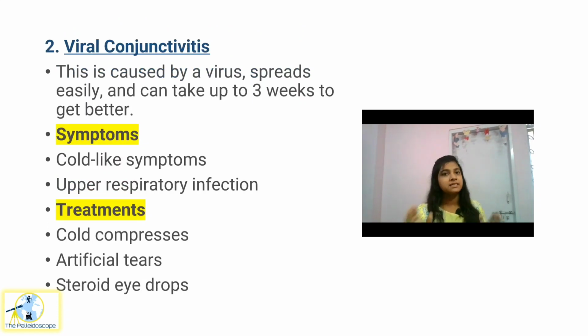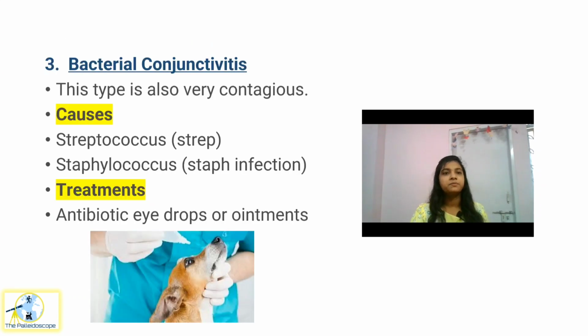Viral conjunctivitis can spread because it is caused by a virus, an infectious agent. It spreads very easily and can take up to 3 weeks to get better. It has symptoms similar to a cold, and upper respiratory infection is also seen along with the common symptoms of conjunctivitis. The treatment includes cold compresses, artificial tears and steroid eye drops.